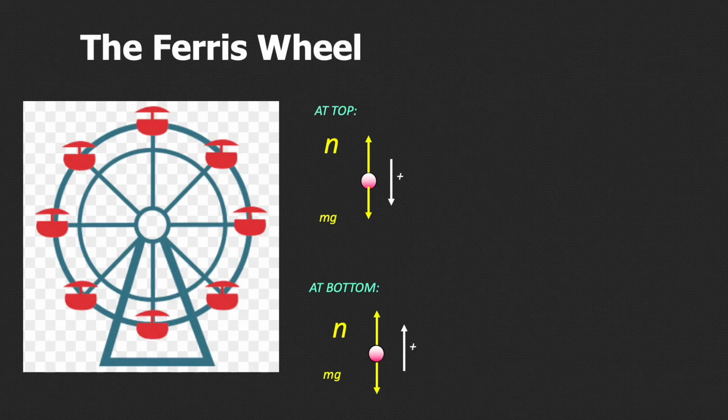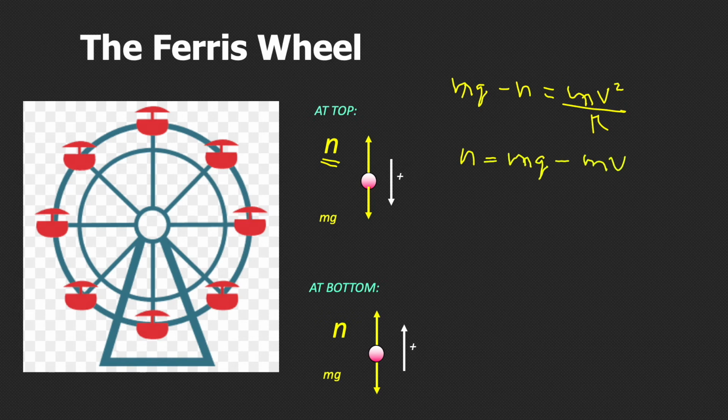Now another example is a Ferris wheel. For a Ferris wheel, instead of using tension, since this is a hard metal, we use N, the normal force. As you can see here, the normal force at the top is in the opposite direction to mg. So therefore at the top, mg minus N is equal to mv squared over r. And then N, the normal force, is equal to mg minus mv squared over r. This is at the top.